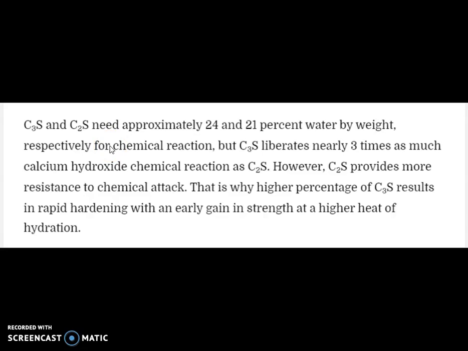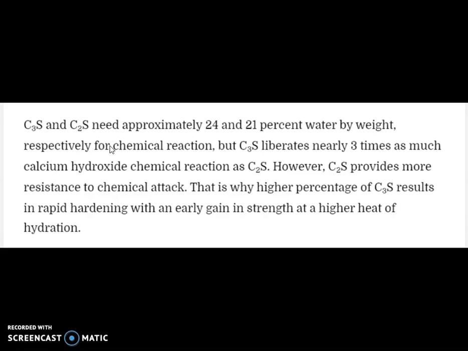So, whatever water you are going to add in the concrete or mortar, 21 to 24% of it is going to be consumed by these two compounds alone, okay, for the chemical reaction. But C3S liberates nearly 3 times as much calcium hydroxide as compared to C2S. However, C2S provides more resistance to chemical attack.